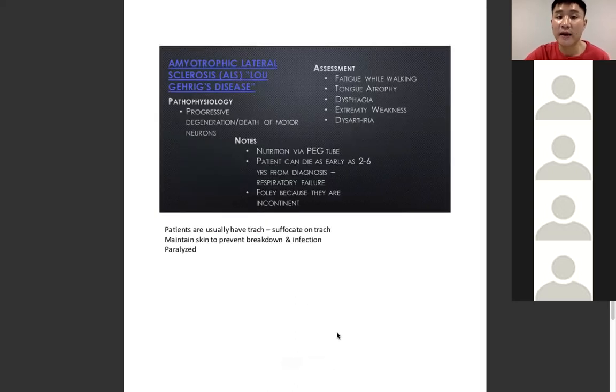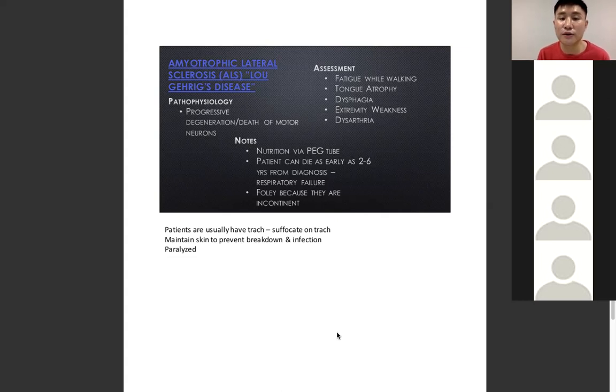All right, next we have ALS disease, also known as Lou Gehrig disease. She may use both names, so just know ALS or Lou Gehrig disease. The pathophysiology behind this is progressive degeneration and death of motor neurons. Assessment includes fatigue while walking, tongue atrophy, atrophy meaning smaller, and dysphagia, meaning difficulty swallowing, extremity weakness, and dysarthria. I think that's joint pain.